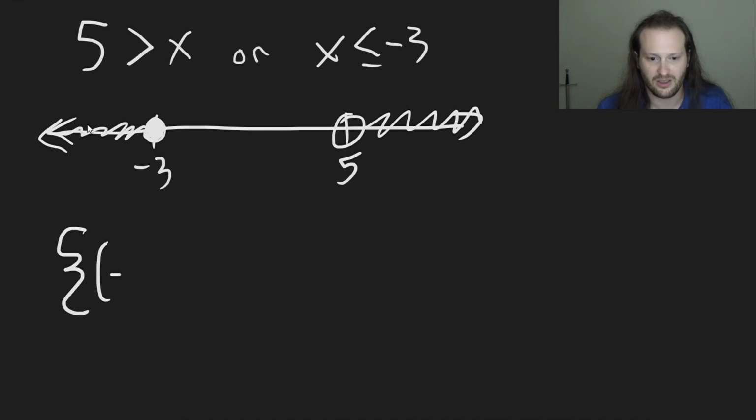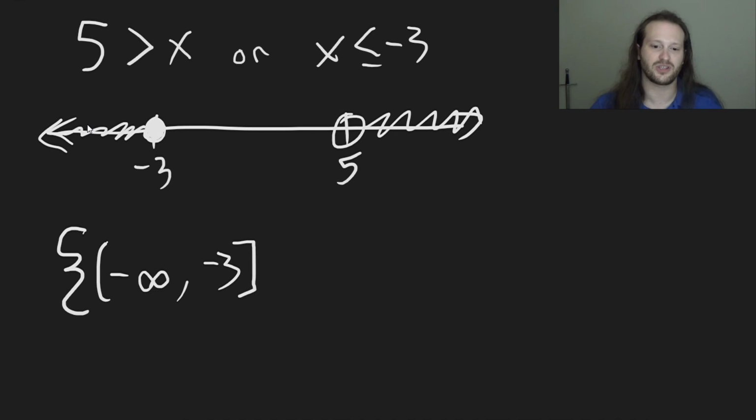So everything from negative infinity all the way up to -3 and including -3. I know this looks like a coordinate point, and it kind of does. It's really confusing that they use the same notation for coordinate points and for solution sets. But this is called interval notation. It's showing us everything from negative infinity all the way up to, and that's what the square bracket is. The square bracket means that we're including.